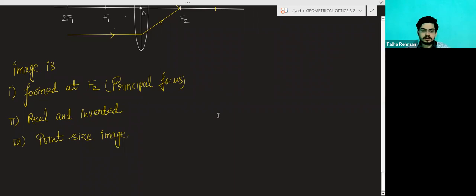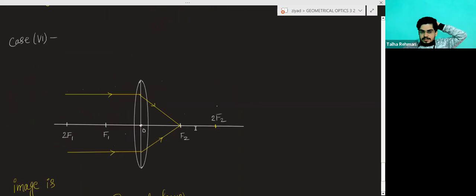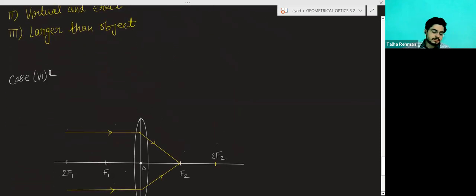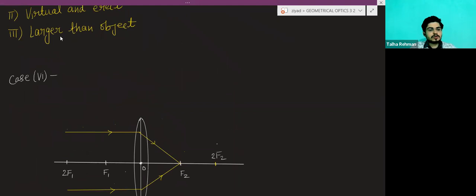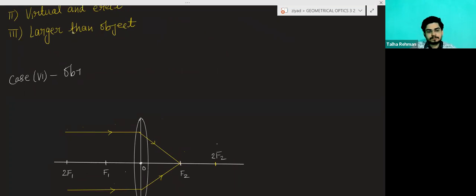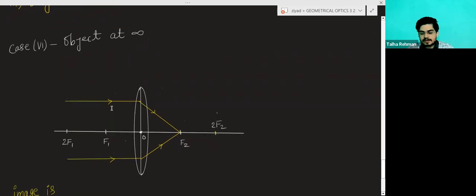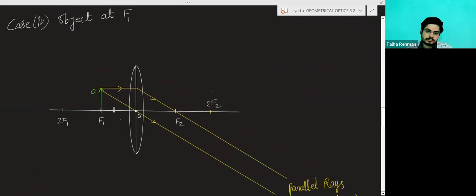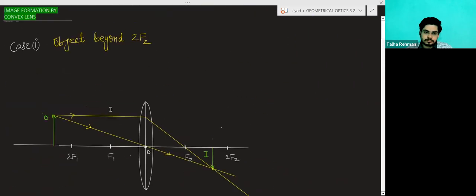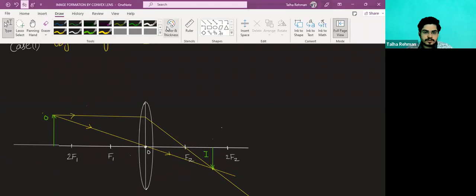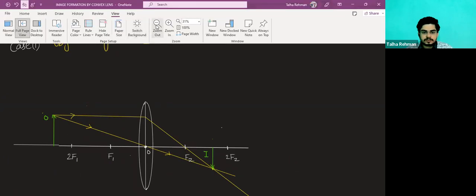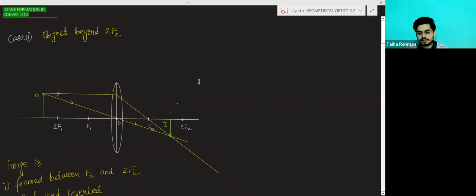So this is the image formation by the convex lens. We have covered all the cases. This is case number fifth, object at infinity. Rays from the object at infinity will always be parallel. So one by one, take the screenshots, and then we will discuss the image formation by the concave lens.